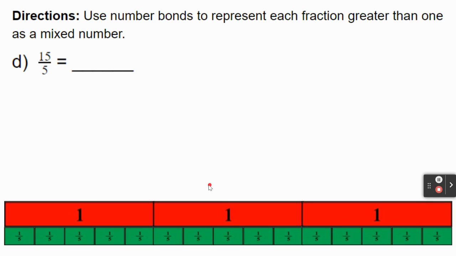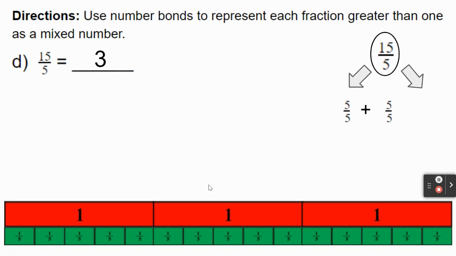So that means 15/5 is equivalent to exactly 3 wholes. Now let's check with the number bond. Here we have 15/5. So we can rewrite this by pulling out 1 whole at a time. Well, 1 whole is equivalent to 5/5. We can add another 5/5 to get 10/5.